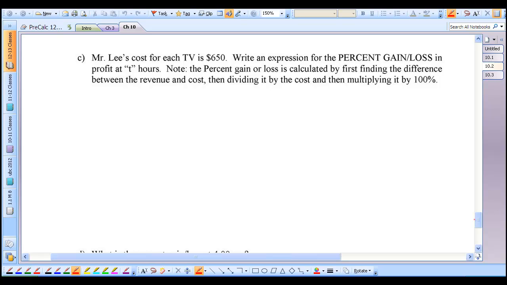Okay, now I told you how to calculate percent gain and loss. I know many of you don't take economics, but it's good to know this kind of stuff just because it makes you sound smart. So the percent gain and loss is calculated first by finding the difference between the revenue and cost. So I'll say percent GL, that's gain or loss, is equal to revenue minus cost, and then dividing it by cost, and because it's a percentage, I'm going to multiply it by 100.